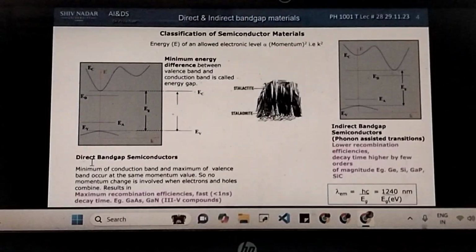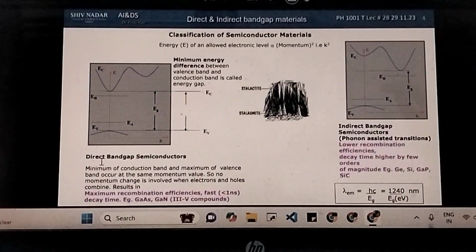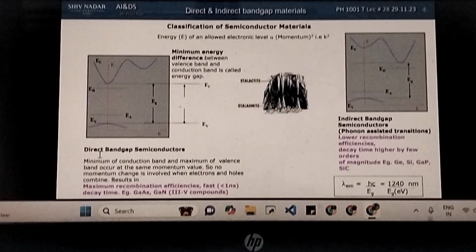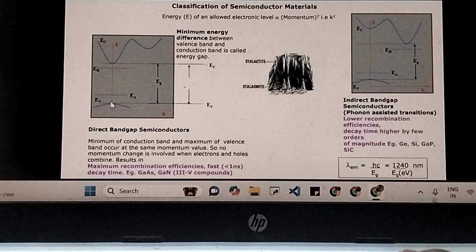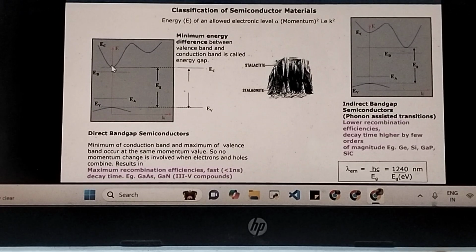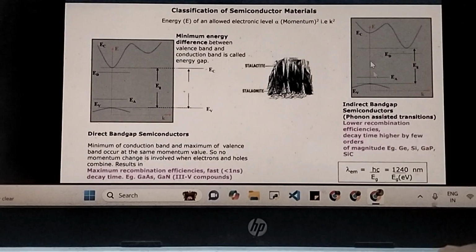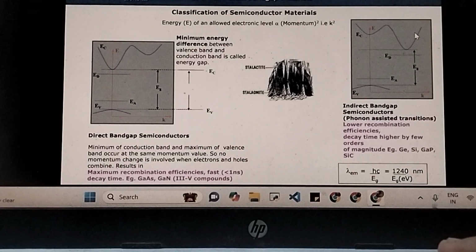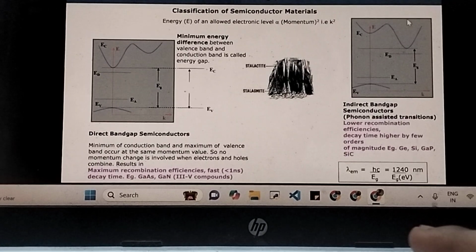Now we are going to look at another criterion of classification, and this is based on the energy difference between EC and EV and the momentum level at which that energy difference occurs. In a direct bandgap semiconductor, the maximum energy level of the valence band and the minimum energy level of the conduction band both happen to occur at the same momentum value. In an indirect bandgap semiconductor, the maximum of the valence band and the minimum of the conduction band occur at different momentum values. So this is one momentum value, this is one momentum value.